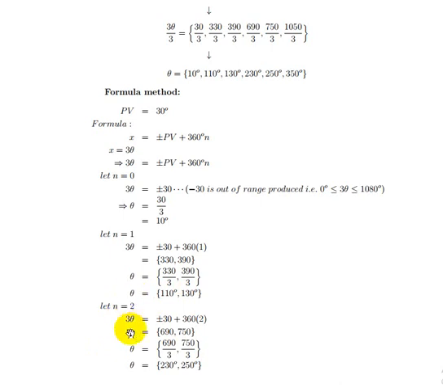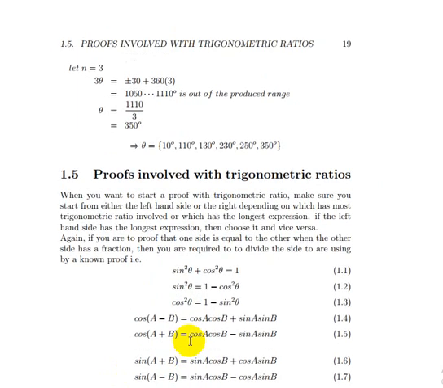Again, you let n equal 2. You have 3 theta is going to be this, and these two are in this range. So you have theta equal to 690 over 3 and 750 over 3. Because here is 3 theta, when you divide both sides by 3, you're going to have theta here. So when you consider again n equal to 3, you have 3 theta equal to this.